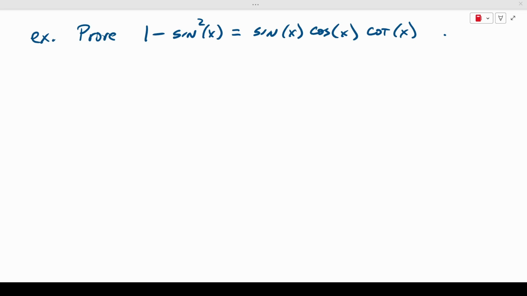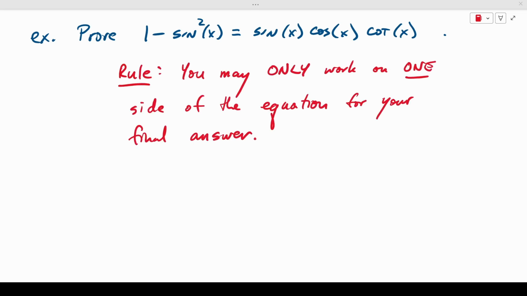So here's the question here. Prove that 1 minus sine x squared equals sine x times cos x times cotangent x. Now, first of all, a rule. You may only work on one side of the equation for your final answer. With trigonometric identity proofs, you are not allowed to go from side to side. And I'll talk more about that as time goes on, but I'm going to put that rule there for you right now.